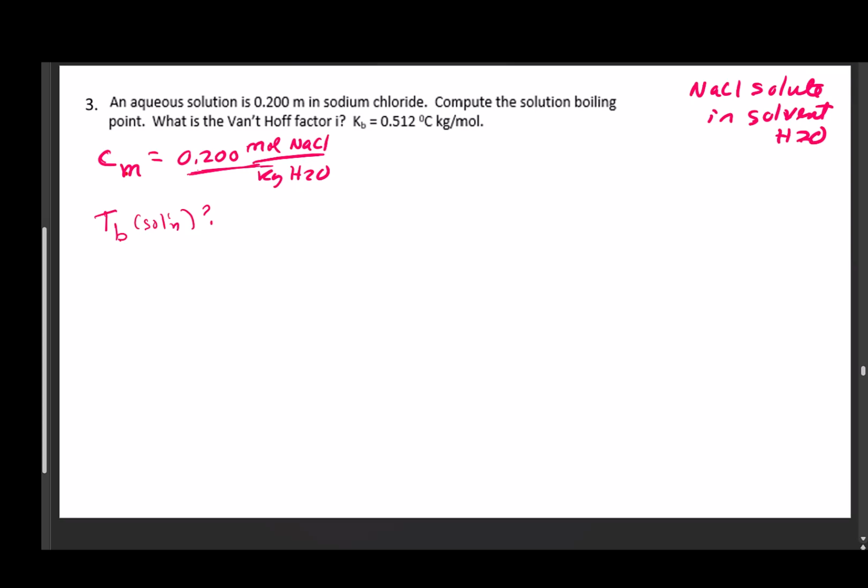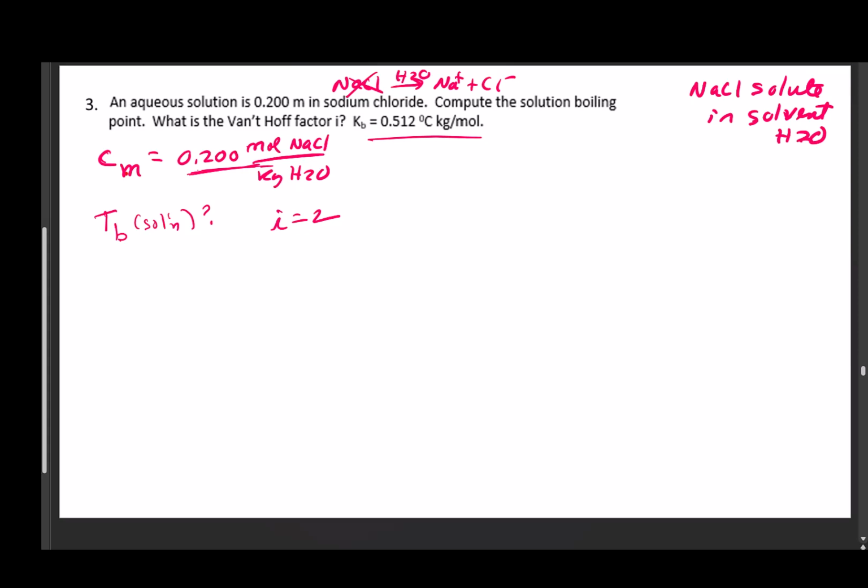It says, what is the van 't Hoff factor i? Well, we've seen this one before. Sodium chloride, when you put it in water, being an ionic compound, it ionizes. None of the reactant is left over. We form two product ions, so i is equal to 2. And we're given K sub B 0.512.